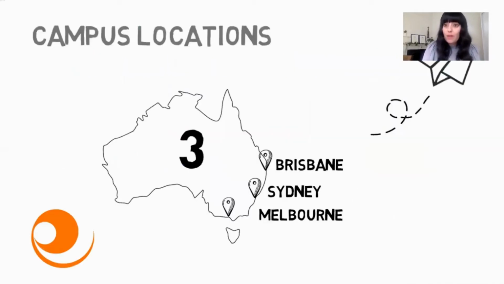As you can see, we have 3 campus locations across Australia. We have Brisbane, Sydney, and Melbourne. And one of the wonderful things about the virtual learning environment is that you can study from anywhere in Australia.